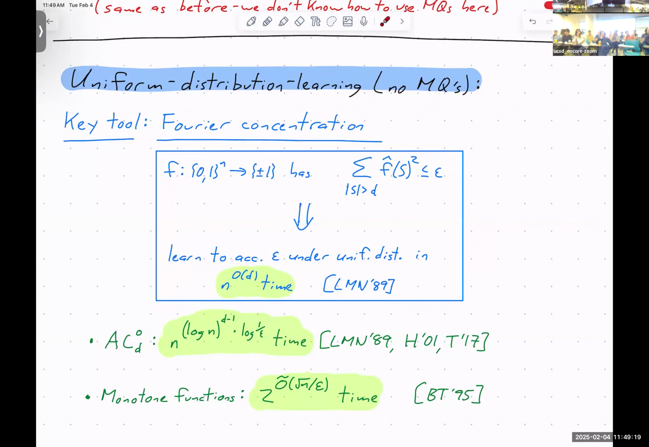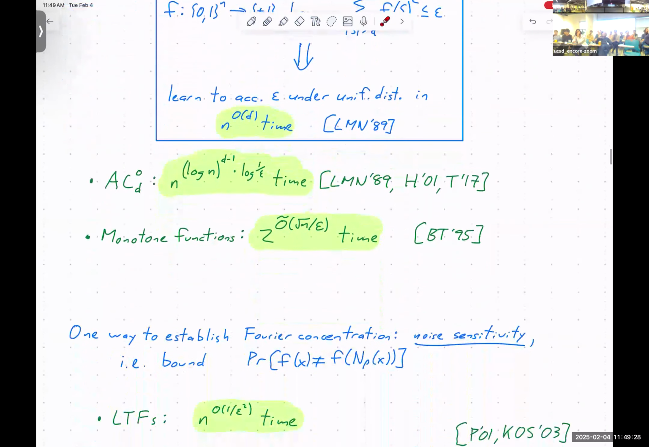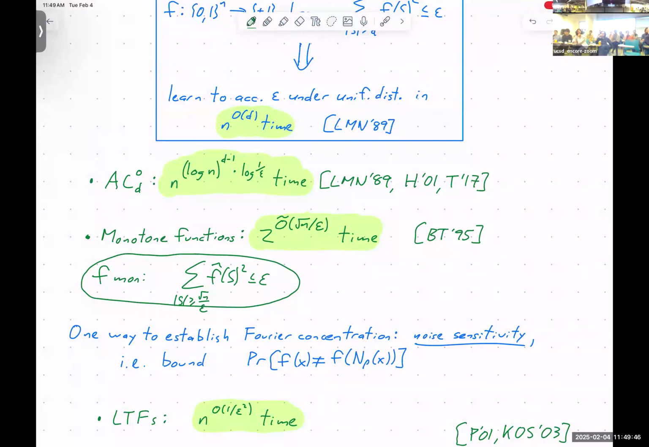So we get non-trivial, sub-exponential time learning for this very rich class of all monotone functions under the uniform distribution. Wait, what do you mean that the Fourier stuff is at most root n over epsilon? What does epsilon have to do with the Fourier weight? What I'm saying is that if f is monotone, then the sum of the weight of the Fourier coefficients above level root n over epsilon squared is less than epsilon. Does that make sense? Yeah, sorry. Okay, good.